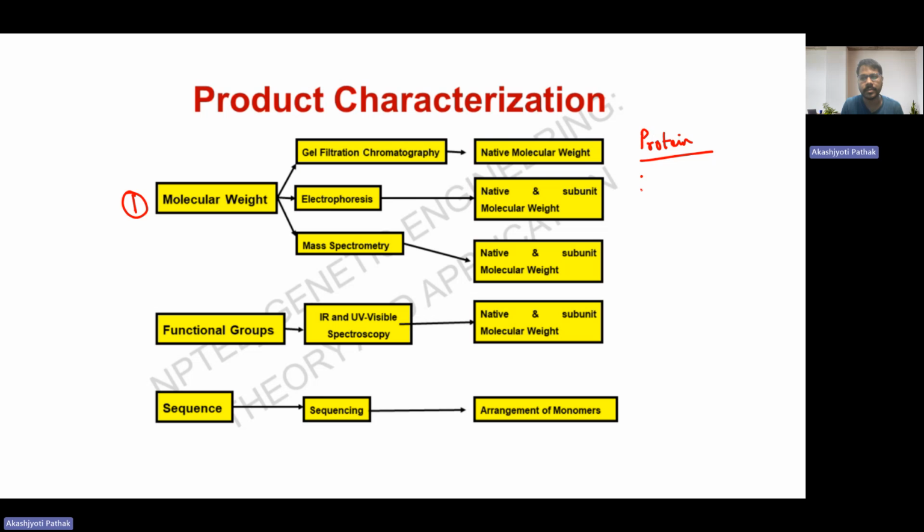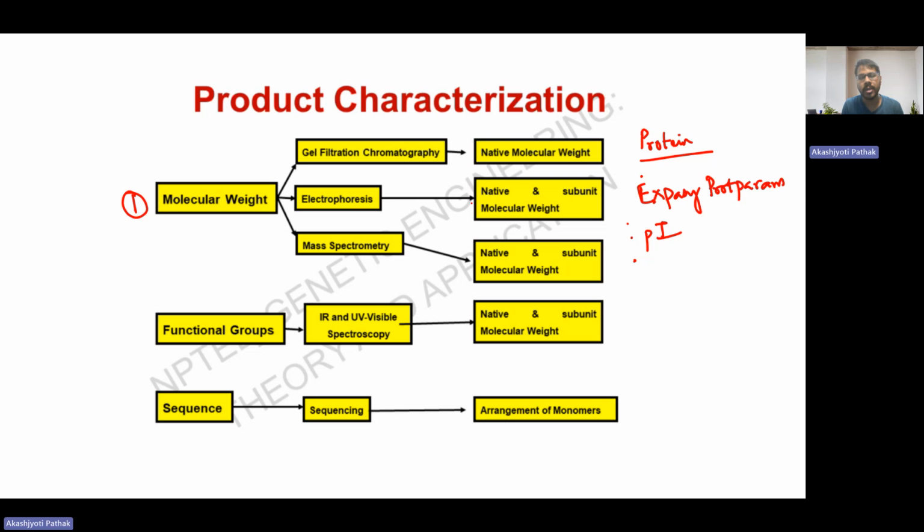You can Google ProtParam, and when you open it, if you enter your FASTA sequence, then ExPASy ProtParam will give you all the different properties of your protein: the number of amino acid residues present, the number of basic amino acid residues, the molecular weight of the protein, the pI of the protein, the hydrophobicity, acidic and basic amino acids. So you get every piece of information about your protein.